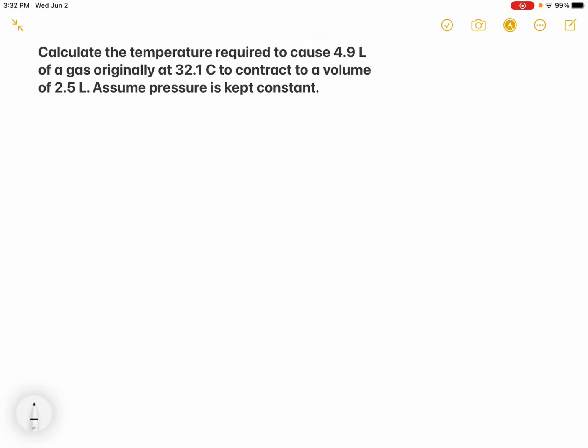In this example, we are going to be looking at how you can apply Charles' law. So Charles' law is the gas law that relates the volume of a gas with its temperature.